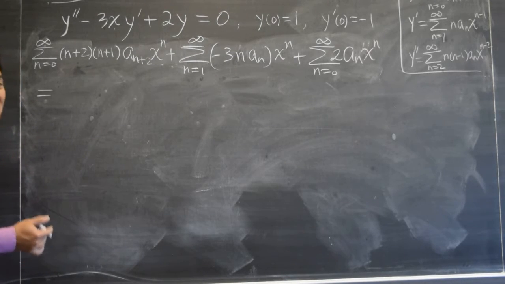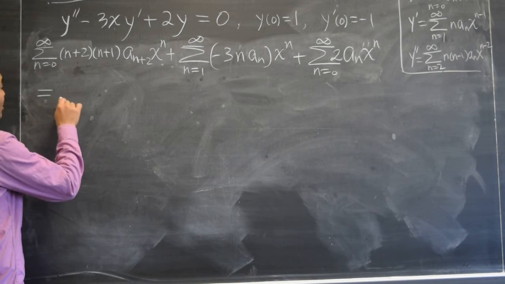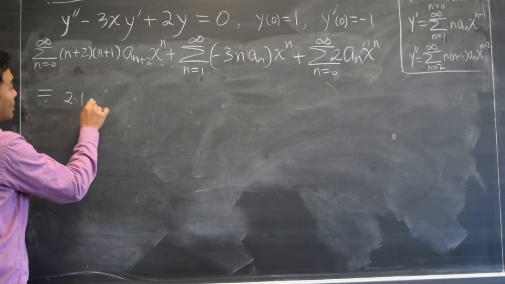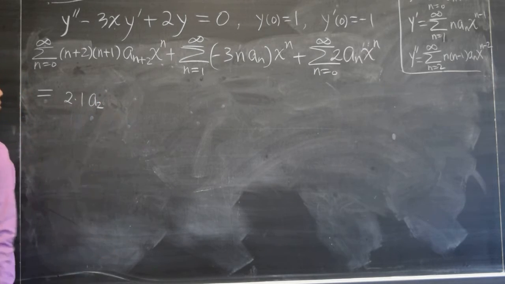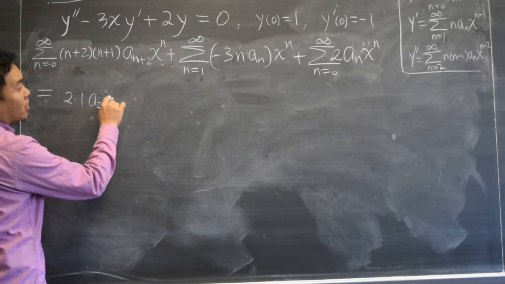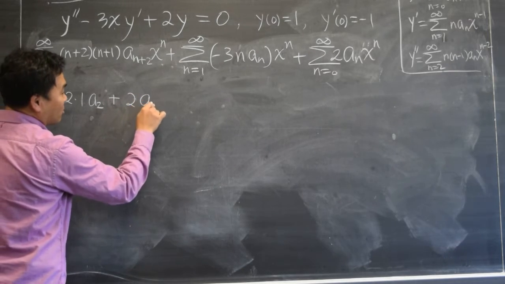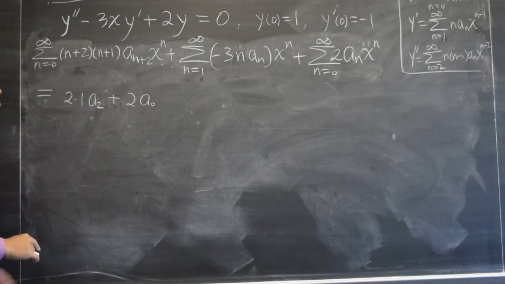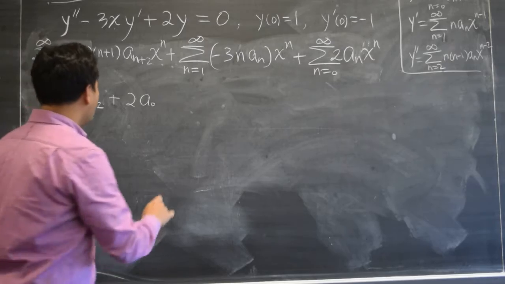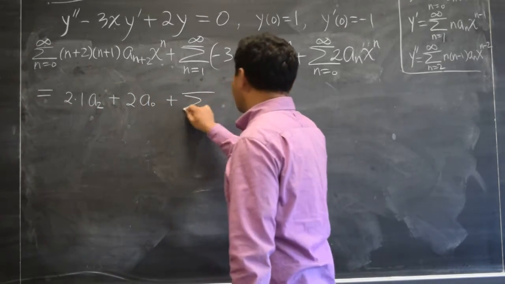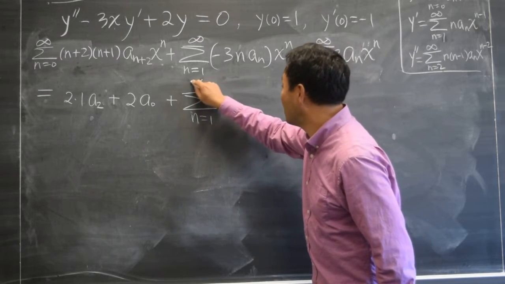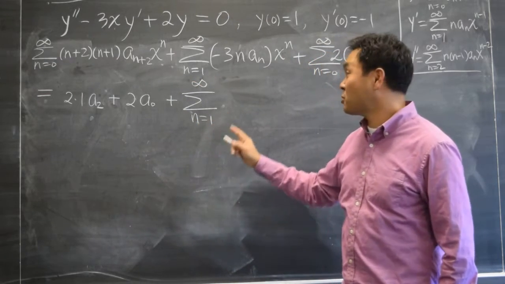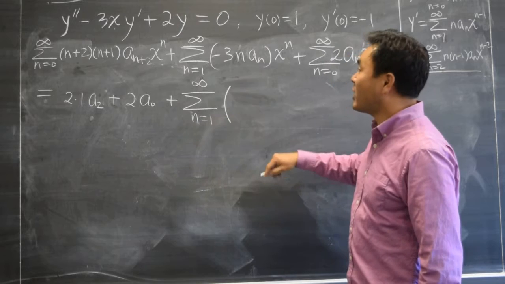And it's basically like this. We had 2 times 1 times a2 x to the 0th power, which is just nothing. And then plus 2 times a0 times x to the 0th power. This didn't produce anything. But after that, every one of them started producing items happily. So starting from n equals 1 through infinity, here's what we have.